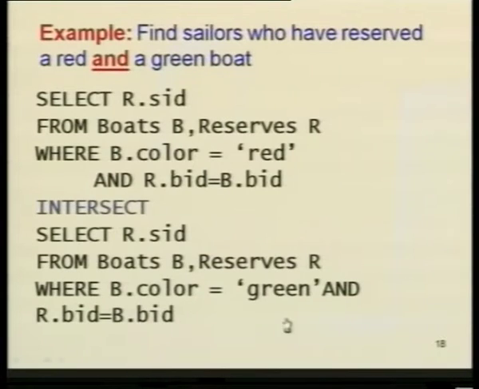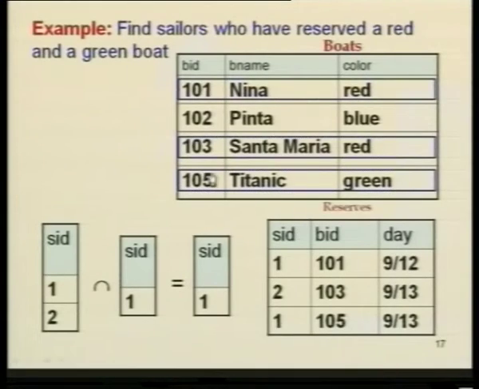Then here, green. So, here I get green, that is 105, then I go to the reserves relation, 105, that is this, boats BID, B dot BID should be equal to R dot BID. So, I get 105. So, 1 alone has reserved 105.